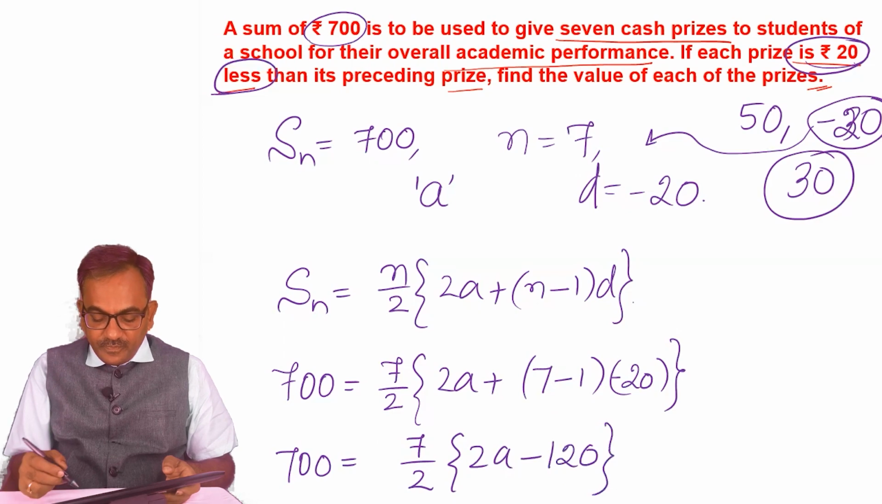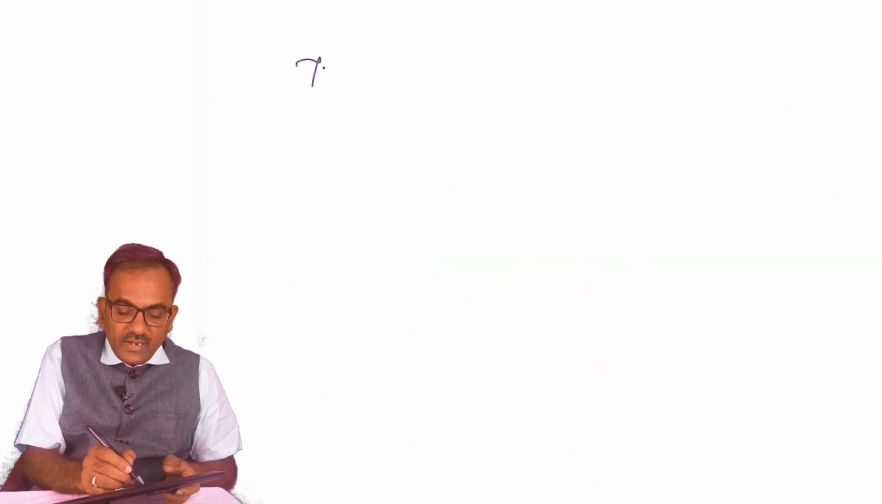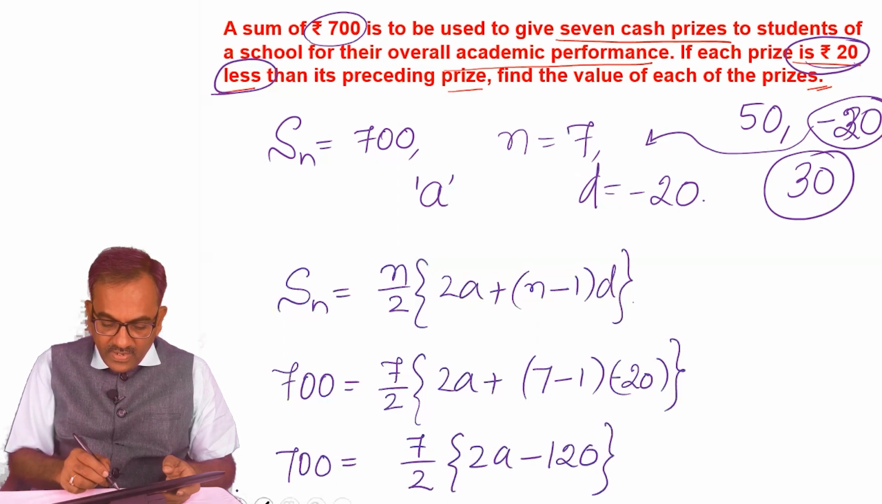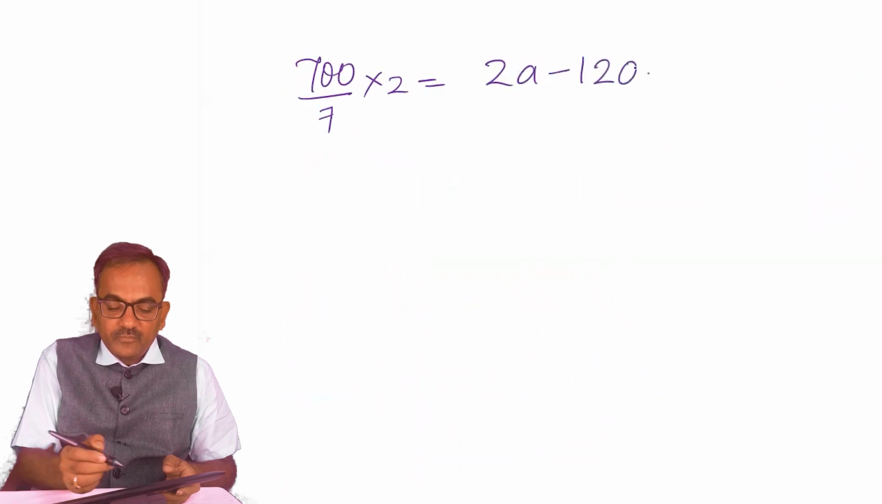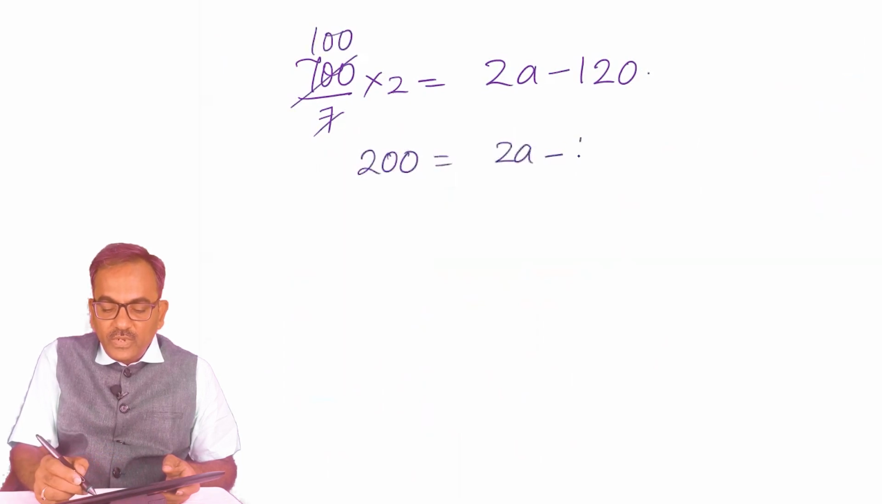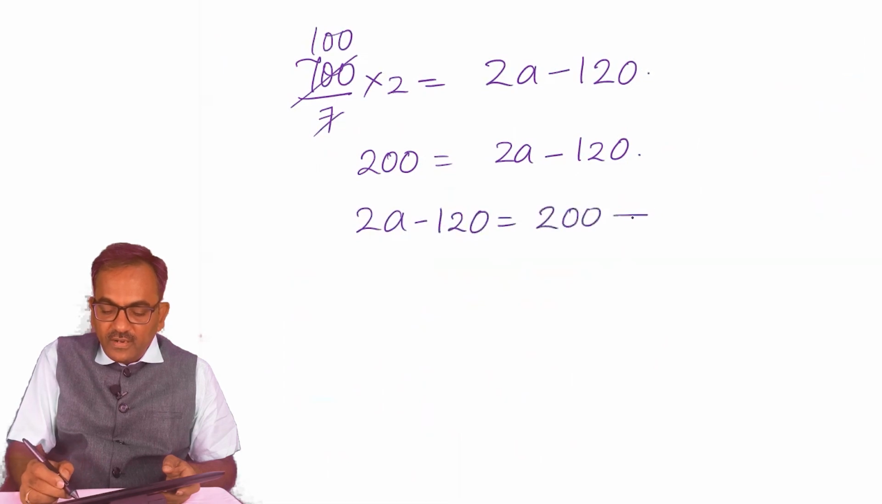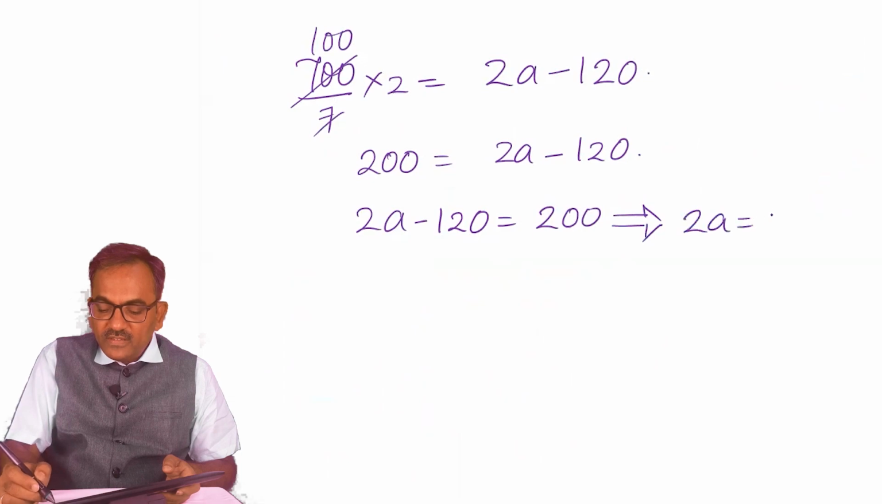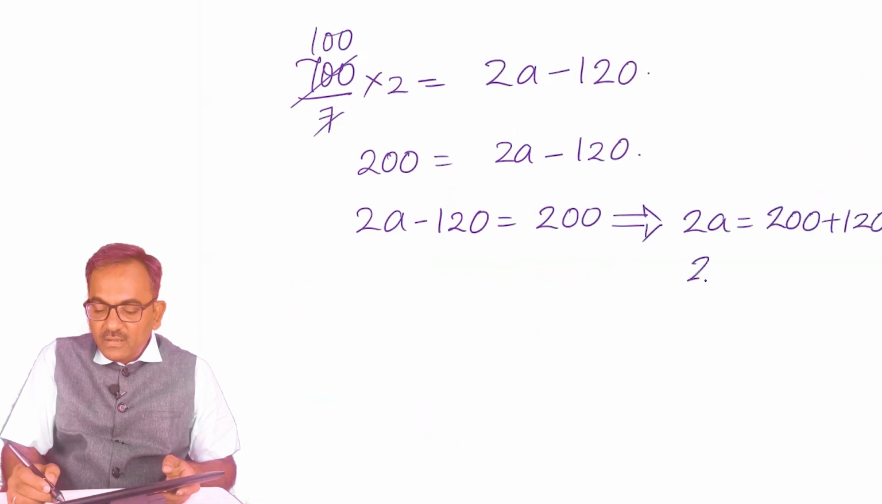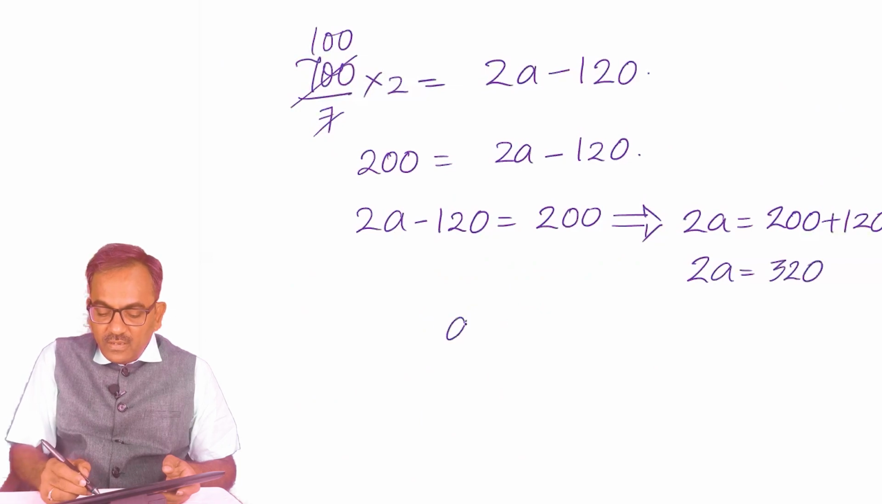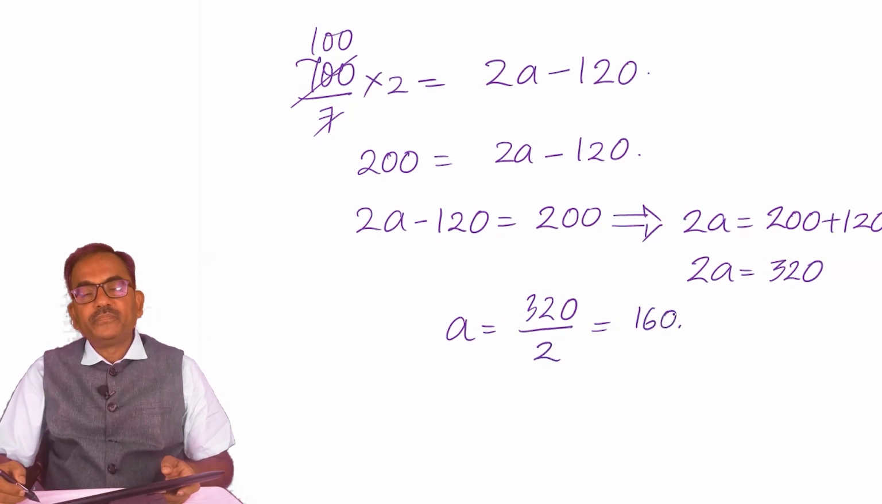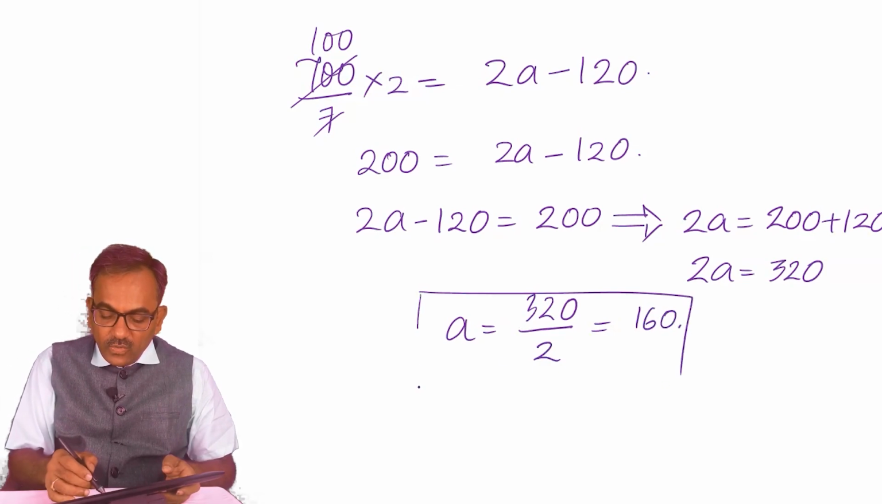So how do you take it up further? Then we have here 700 by 7 into 2 is equal to 2a minus 120. 7 ones are 7, 700s are 100, and here we have 200 is equal to 2a minus 120, or 2a minus 120 is equal to 200, which further implies that 2a is equal to 200 plus 120, 2a is equal to 320, or a is equal to 320 by 2, that is 160. So this is the value of a.